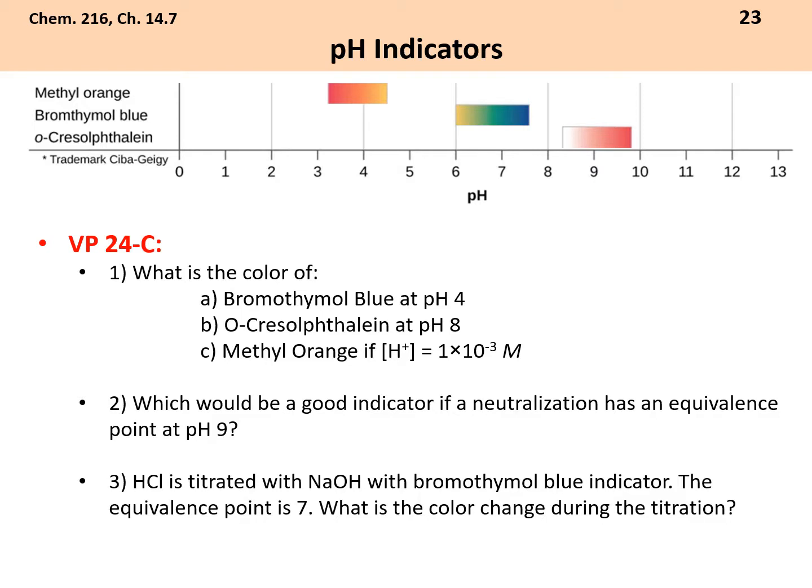So why don't you use this data right here to try to figure out these problems for video problem 24C. We want to know what is the color of bromothymol blue at pH 4? What's the color of o-cresolphthalein at pH 8? And then methyl orange at H plus equals 1 times 10 to the minus 3. So you're going to have to convert that to pH. And then there are some more problems here.